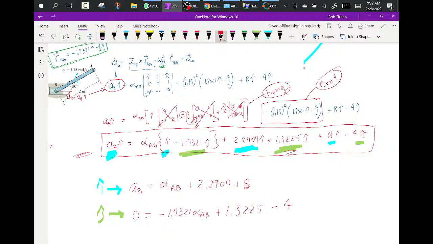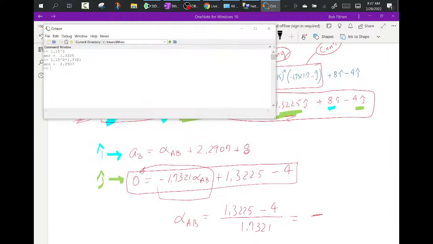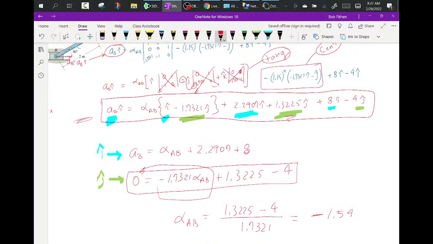So it looks pretty, you got two unknowns and two equations. It looks pretty apparent to me that I can get my alpha completely out of that one. And the way I do that is just alpha AB, I guess I can move it to the far side. And then that makes it 1.3225 minus 4, divided by 1.7321, or a negative something or other. Let's see what I get. That's minus 1.5458. So now that I got that alpha, I can turn around and stick it right back in here.